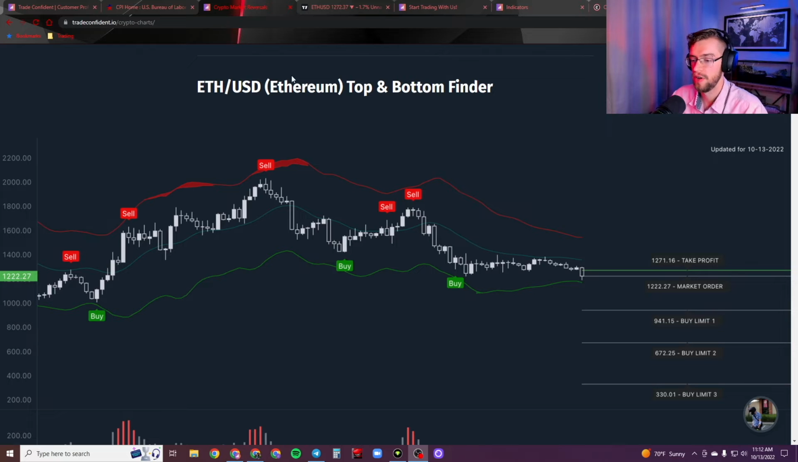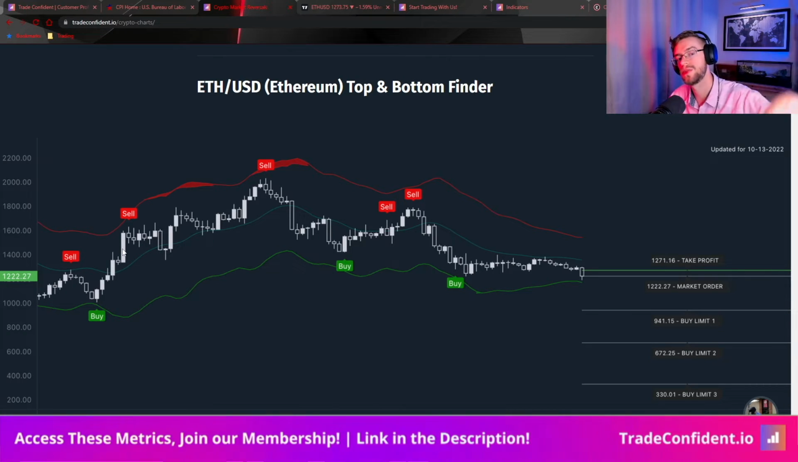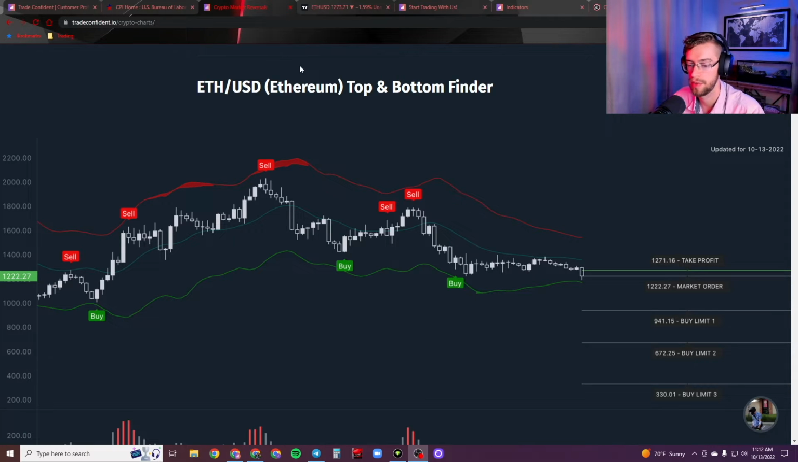Right now, I'm looking at Ethereum USD, the TC top and bottom finder. Again, the link for this is in the description to get access to our membership that'll let you see the 20 stock and 20 crypto metrics.